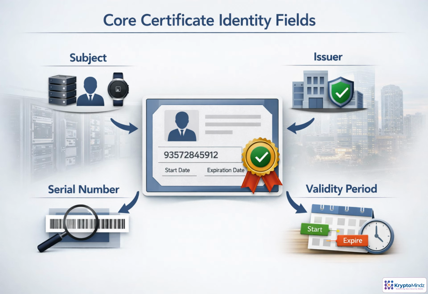Digital certificates are basically ID cards with a few critical identity fields. The subject says who the certificate is for, like a website name, a user, or a device. The issuer shows which certificate authority actually signed and vouched for it. The serial number uniquely identifies that specific certificate for tracking or revocation, and the validity period defines when it's safe to trust the certificate and when it expires.